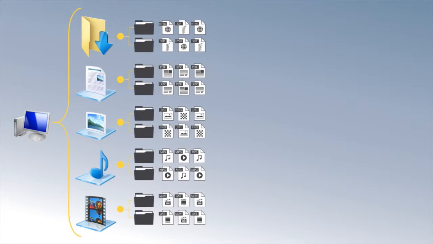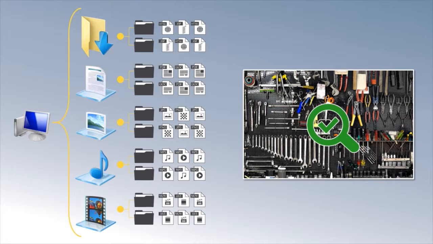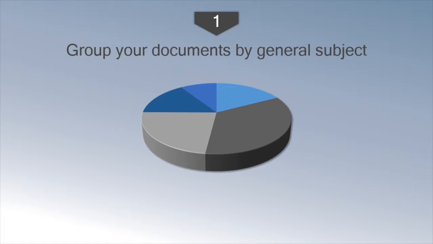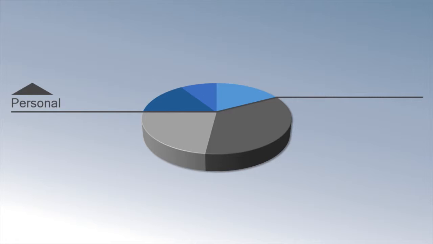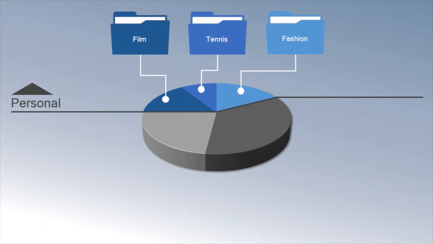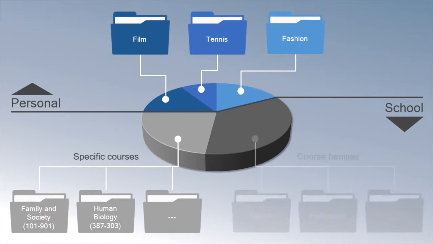By using a slightly more detailed filing system, you will make your research and information processing tasks much faster and more effective. Here is your first tip. Group your documents by general subject. Think about your general areas of interest and create a folder for each one. For your studies, for example, the main headings might reflect specific courses or families of courses.